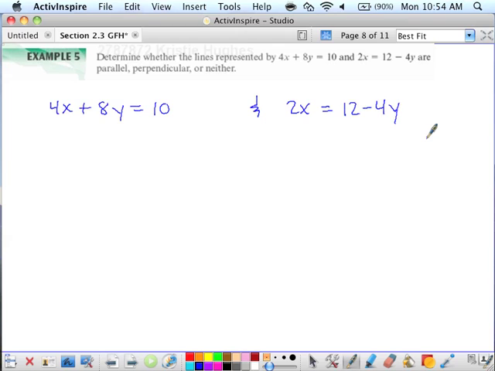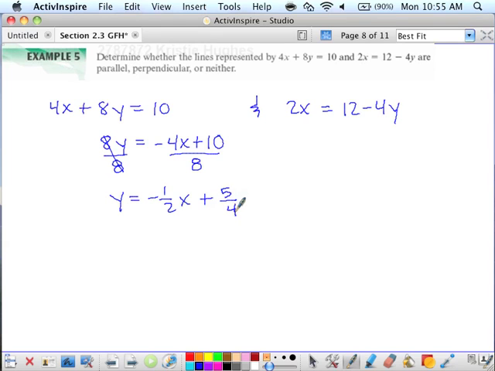The easiest way for me to do that is just to convert them both to slope-intercept form. So that's what I'm going to do. Then we can compare the two slope-intercept forms and see what relationship these two lines have to each other. Starting over here with 4x + 8y = 10, let's move the 4x to the other side. That gives us 8y = -4x + 10. Divide both sides through by 8 and simplify, and we have y = -1/2 x + 5/4. So there's slope-intercept form for this one.